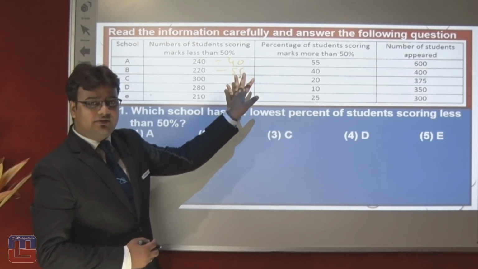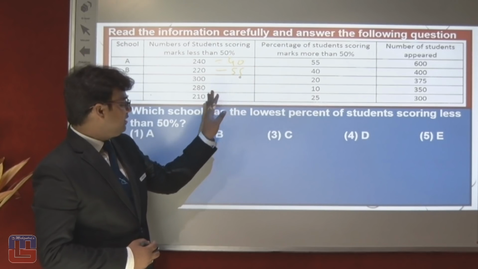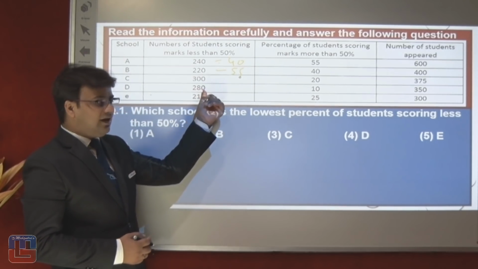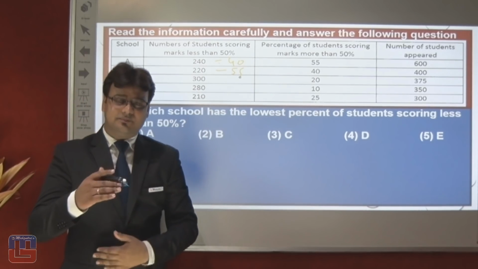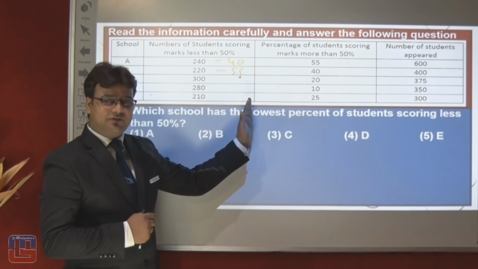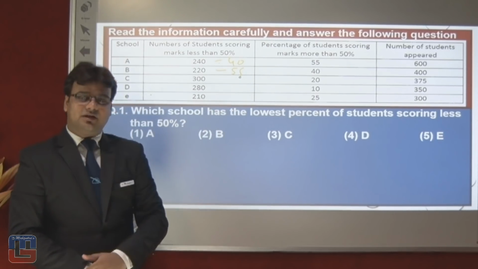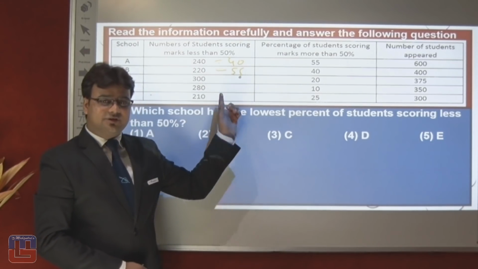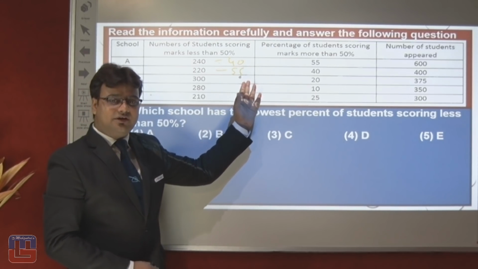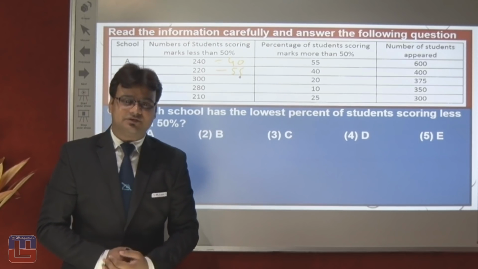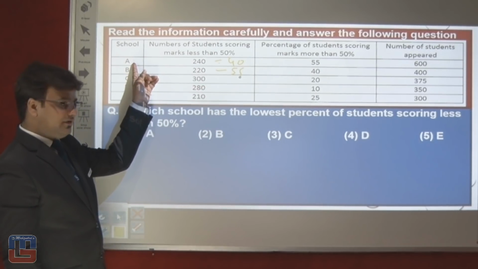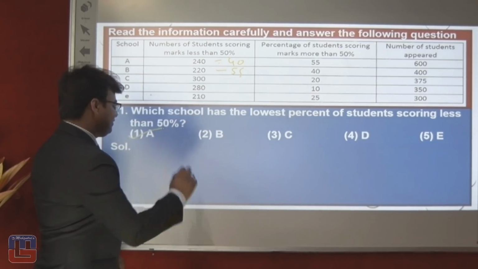So that is more than 55 and more than 40. Next, 280 divided by 350, it is also approximately more than 40 and more than 55. Next, the last, 210 divided by 300, that is surely 70%. It's also more than 40%. So the lowest percentage is 40%. In which school is it? This is school A. That means the correct answer is A.